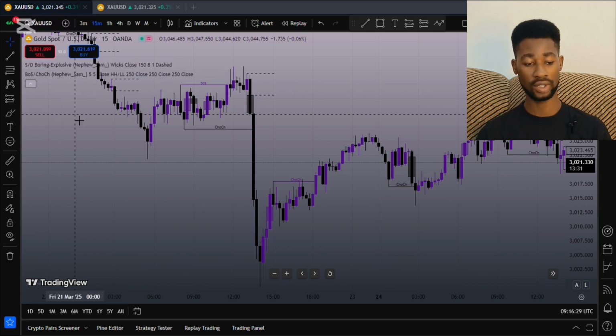What the BOS and CHoCH does is it shows me every break of structure and change of character, fair value gaps, order blocks, whatever it is, you name it, in supply and demand that you might need.